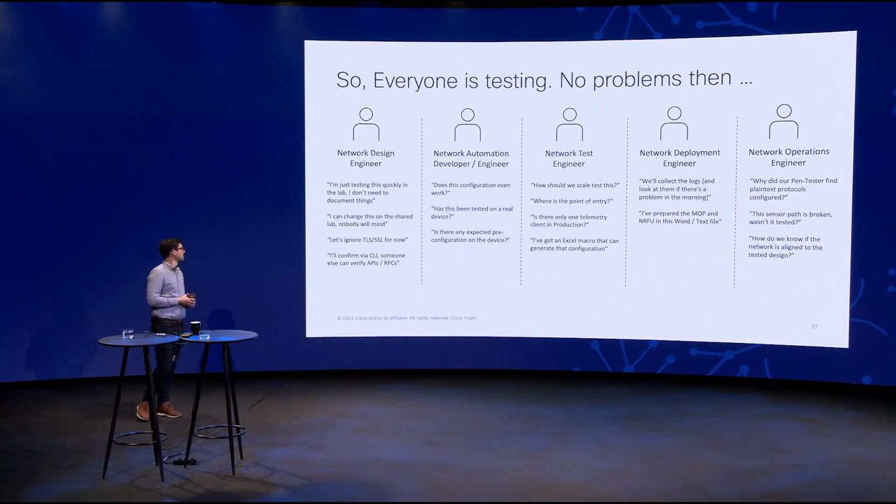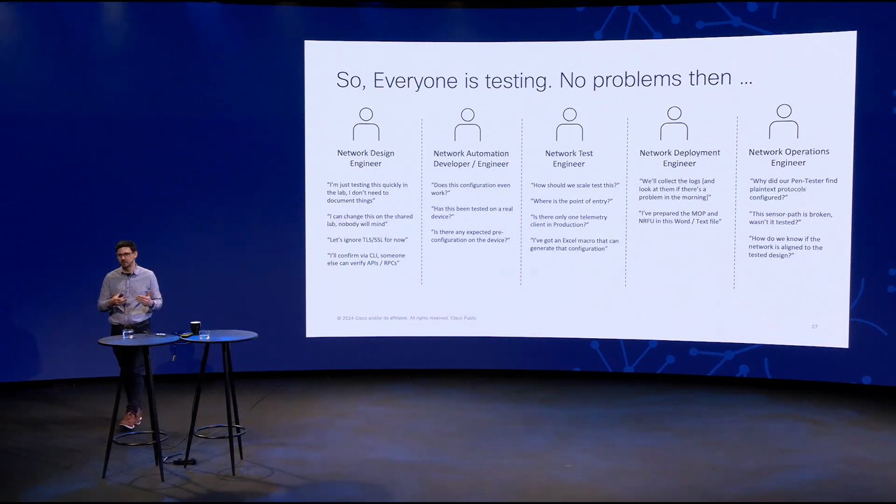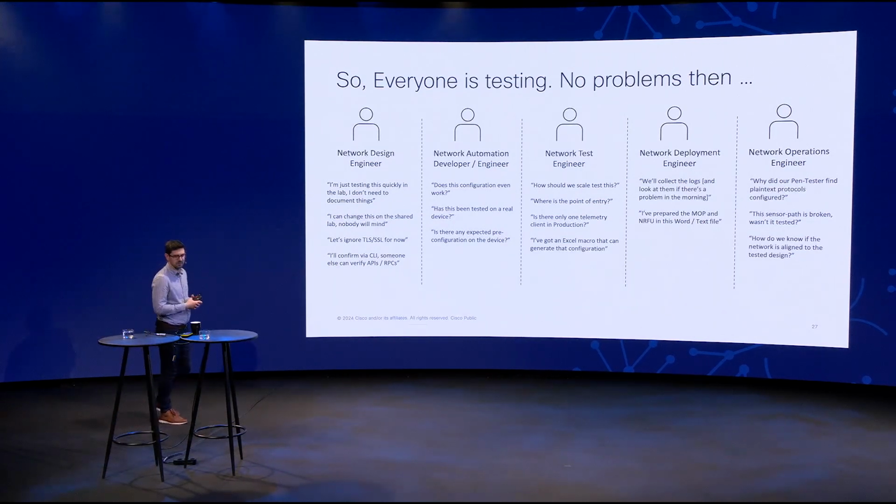So maybe the design engineer says, I'm just going to log in and quickly make this change because I just need to see if it works. I'm going to ignore TLS, SSL for now because I don't need it. I'm going to confirm this via CLI, APIs and RPCs are for someone else, not my problem.